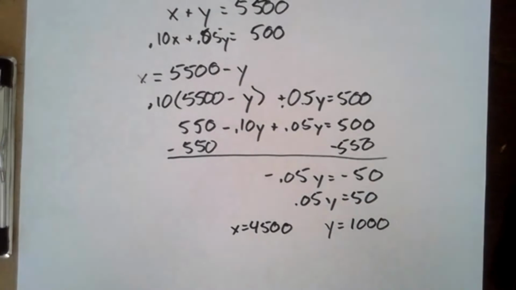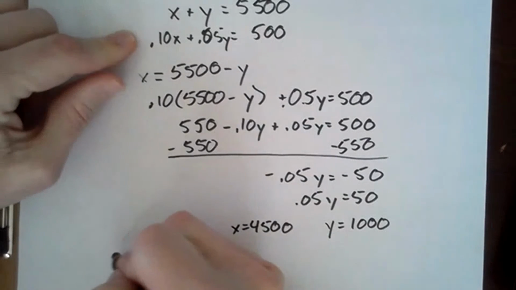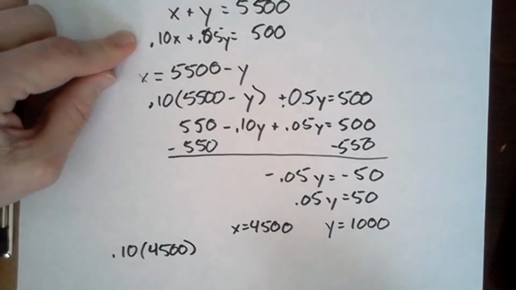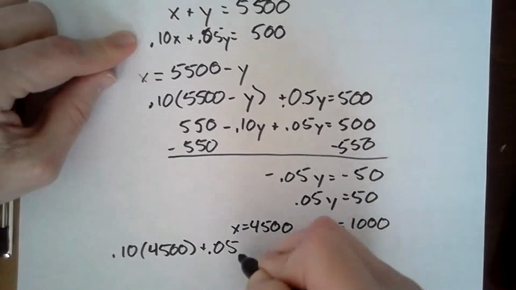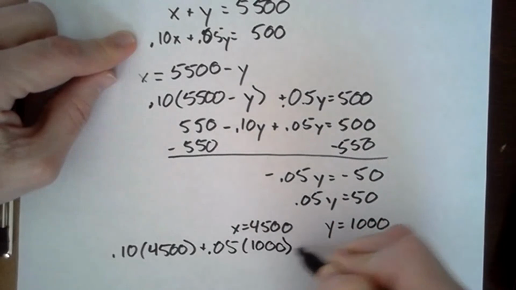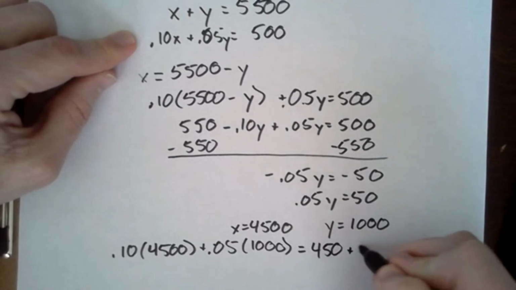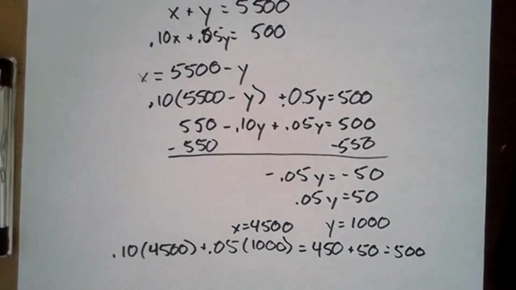We can double check this by plugging this into our original equation. We'll use this one. 0.10 times 4,500 plus 0.05 times 1,000 is 450 plus 50, which is certainly equal to 500. That's it. We are done with this problem. We're done with this chapter. If you have any questions, please get in touch and I will be happy to answer them.